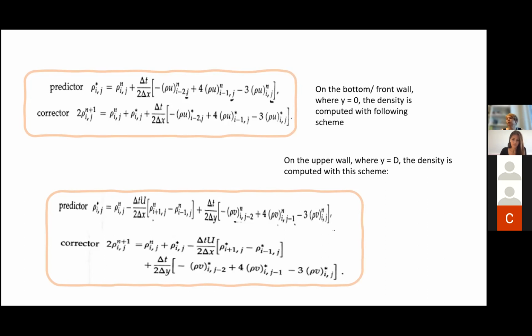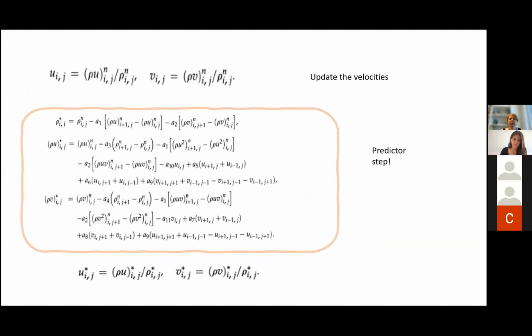And finally, on the upper wall, where we have a constant value for y equals d, then again a new expression which takes into account how far we can go in the y direction. So this is something that has to be done at every time step. So one can see that even with a relatively simple scheme of McCormack with only two steps and a simple average, it's quite a cumbersome piece of code, a lot of coding to do. And we are still not done yet.